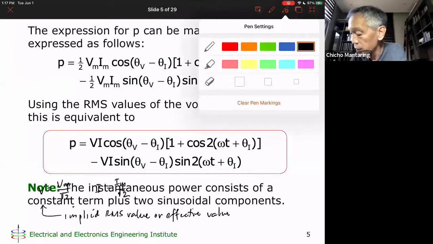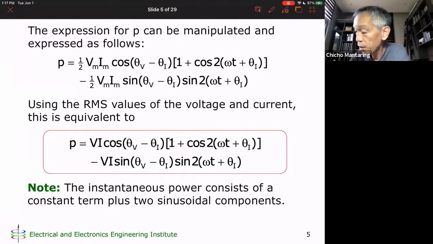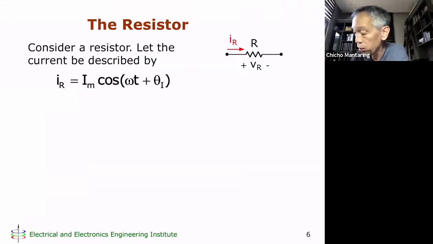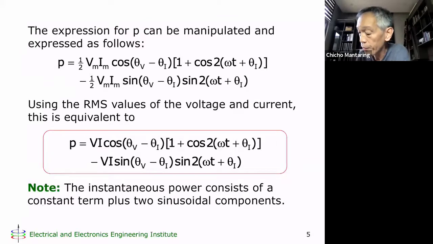Okay, this is just something to note. There are 3 terms in our expression for instantaneous power. The first term is VI cosine of theta V minus theta I, times 1. The second term is VI cosine of theta V minus theta I times cosine of 2 omega t plus theta I. And then this is my third term.